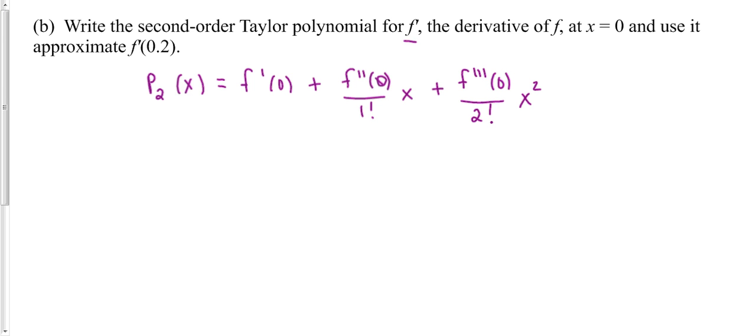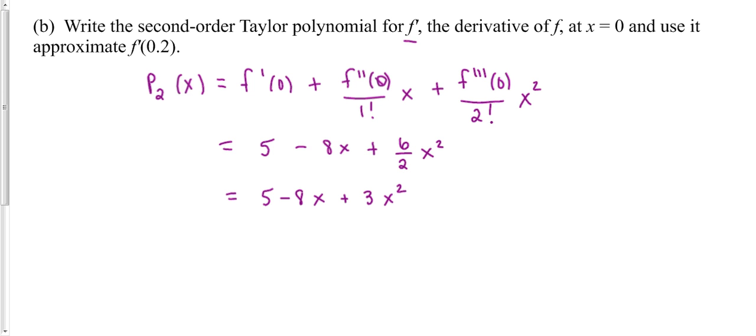And I can substitute in my values here. So this is going to give me 5 minus 8x plus 6 over 2, because that's what 2 factorial is, times x squared. And again, I can simplify this a little bit. So I'm going to have 5 minus 8x plus 3x squared.